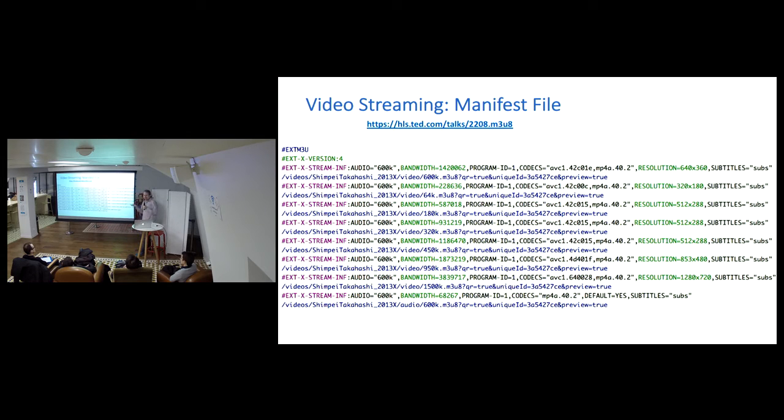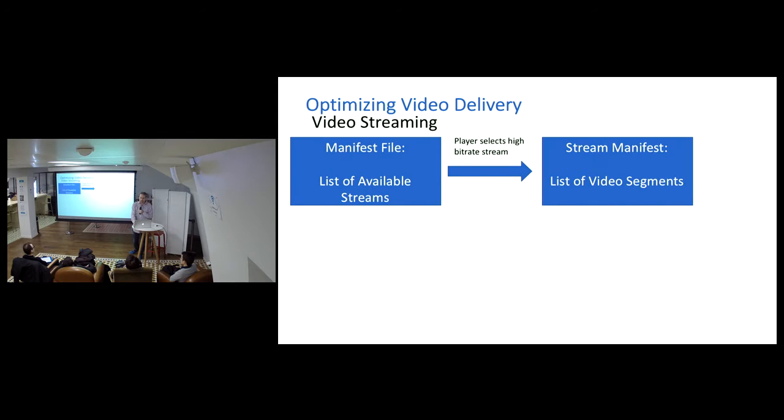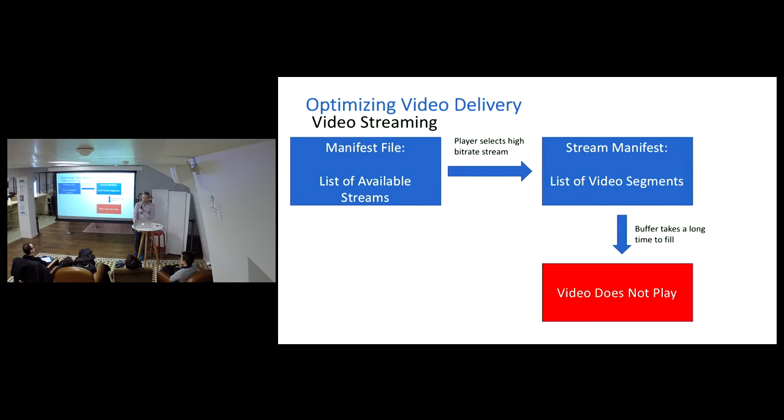And for HLS streaming, the player always just picks the first bit rate to start. It's got to start somewhere. It just picks the first one on the list. If that bit rate is too high, the buffer takes up a long time to fill. The video doesn't play. The player has to choose a new bit rate, and the video starts playing.